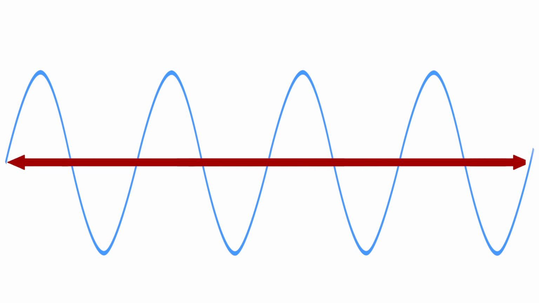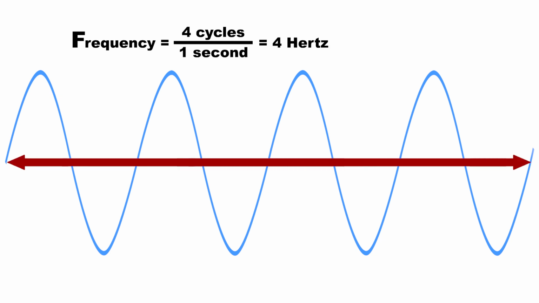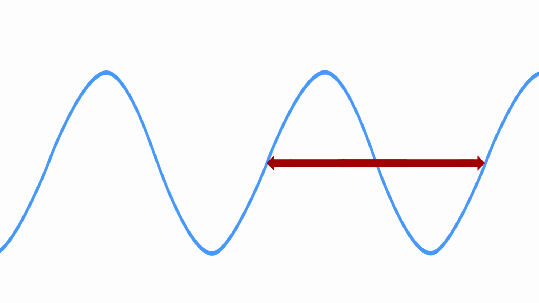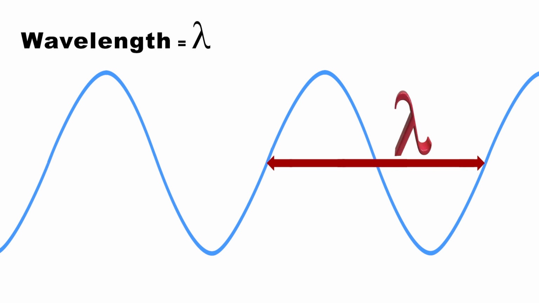Sine waves can be measured by frequency or wavelength. If you count how many full wave cycles there are in 1 second, that is the frequency measured in hertz. You can also define a sine wave by the width of a single cycle. This is called the wavelength. It's represented by lambda, the 11th letter of the Greek alphabet. Scientists love their Greek letters.